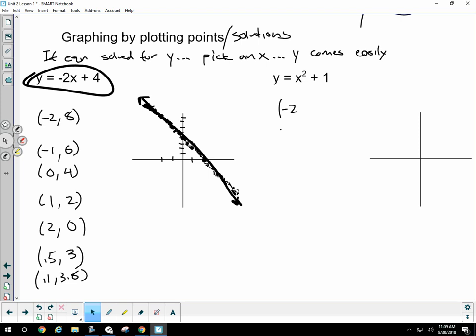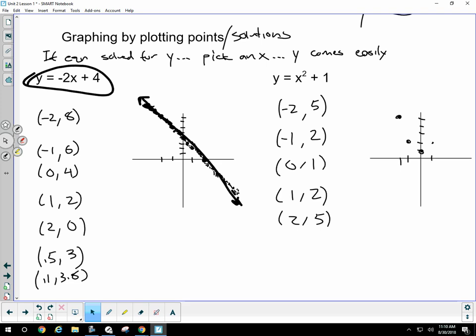We have an equation solved for y, so we can just plug in x's. And I'm going to take my x value and square it. Now, it's important to know that if I take -2 and square it, -2 times -2, that's +4 plus 1, that's 5. -1 goes to 2. 0 goes to 1. 1 will give me 2. 2 will give me 5. So I could plot those points, -2, 5, -1, 2, 0, 1, 1, 2, 2, 5.